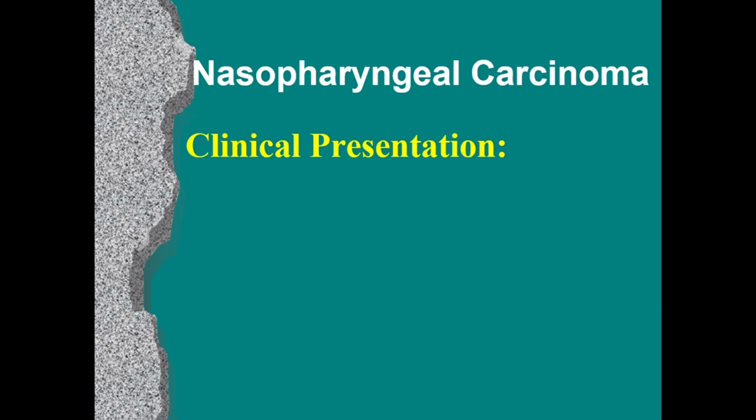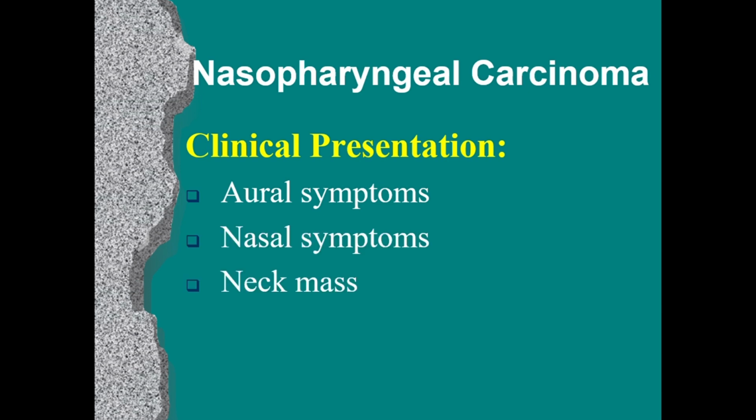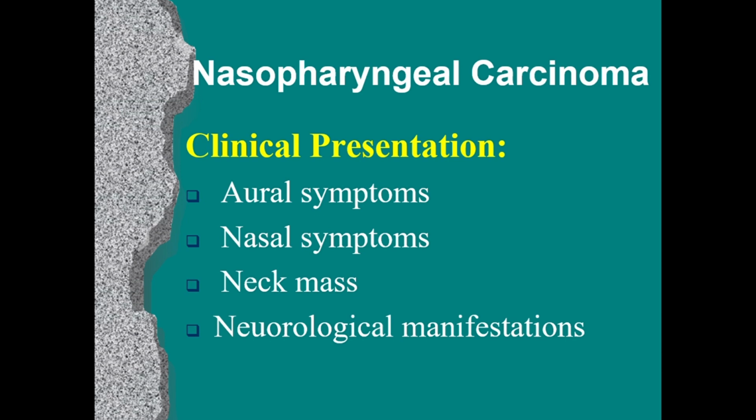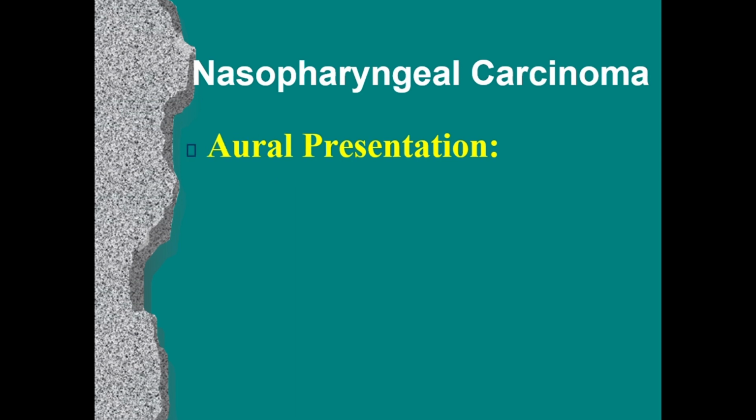Clinical presentations. To simplify the clinical picture, we have 4 major groups of symptoms in nasopharyngeal carcinoma. Number 1, aural symptoms. Aural means symptoms related to the ear. Number 2, nasal symptoms. Number 3, neck mass. Number 4, neurological manifestations. These are the 4 major groups of clinical presentations related to nasopharyngeal carcinoma, to simplify the explanation.